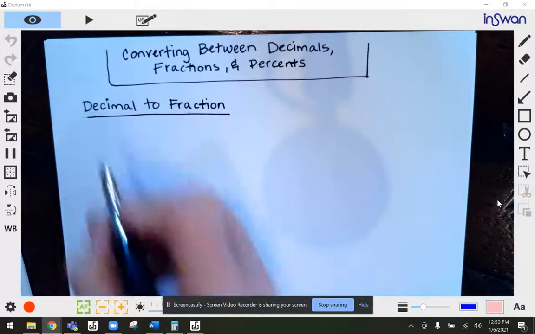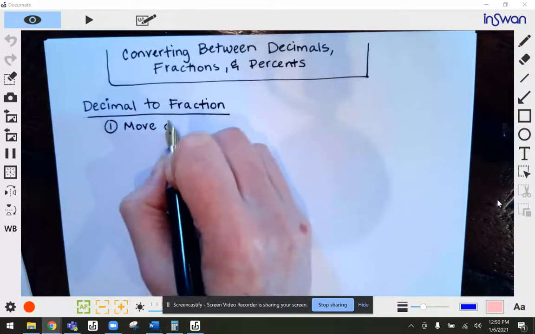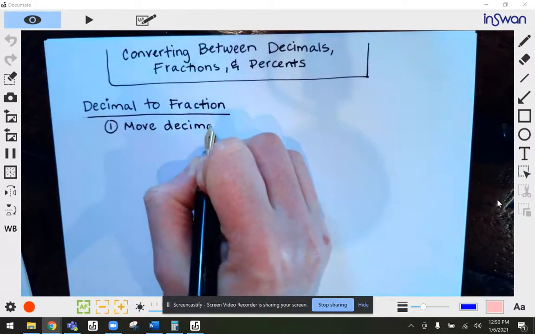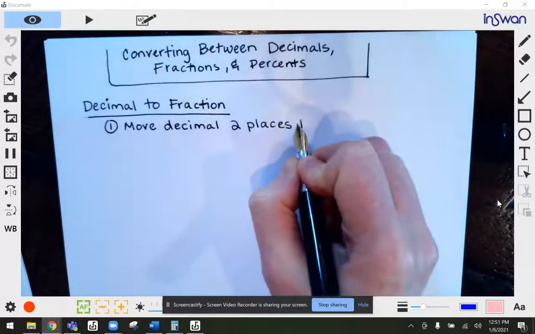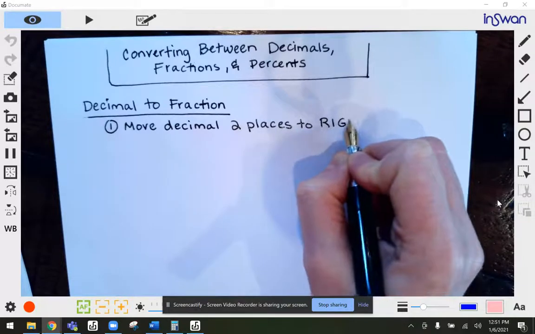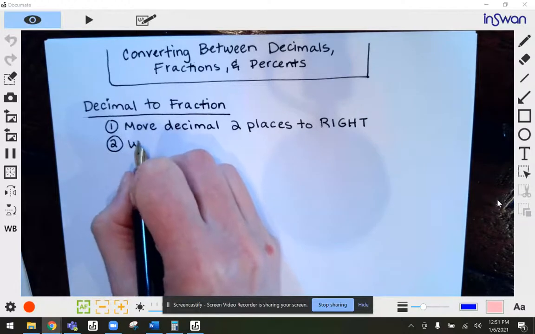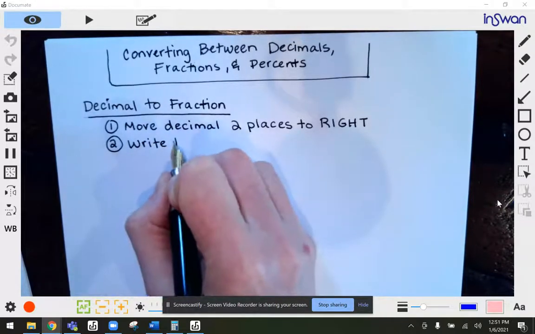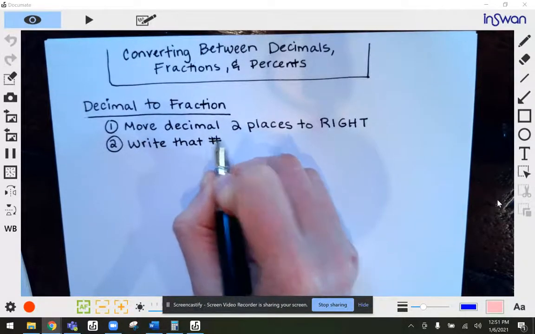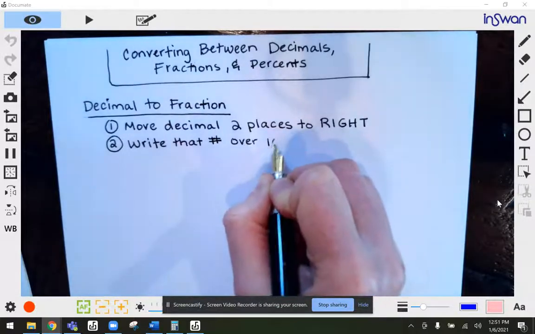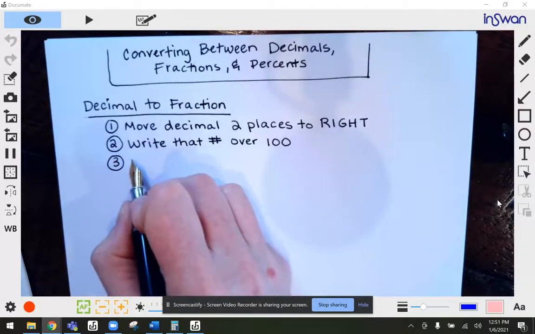So when we go from a decimal to a fraction, the first step would be to move the decimal two places to the right. And once you do that, you're going to write that number over 100. Okay, and then the final step will be to reduce that fraction if possible.